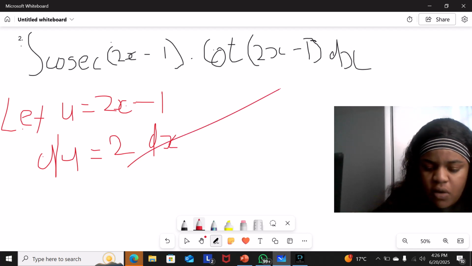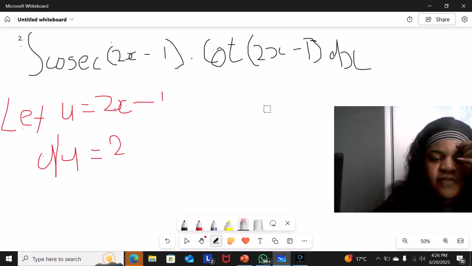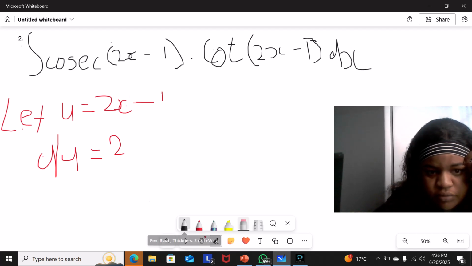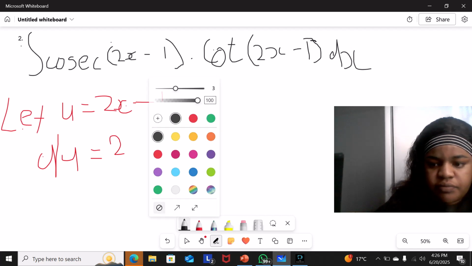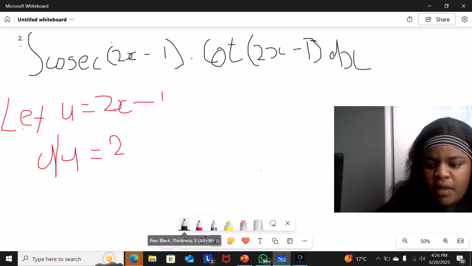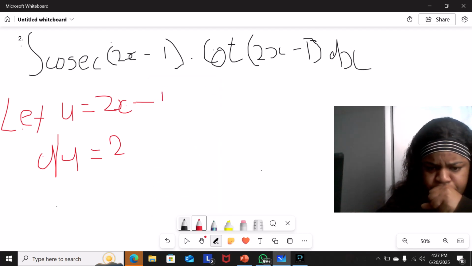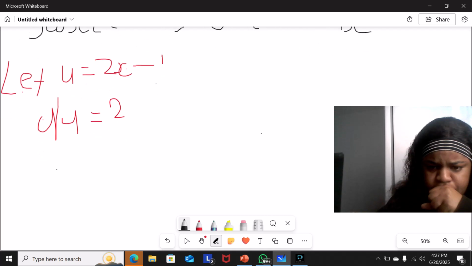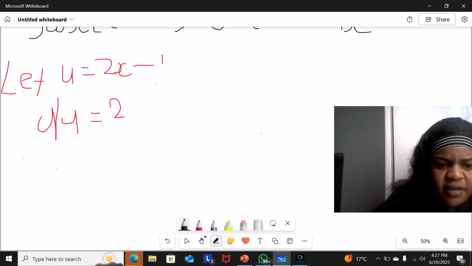The derivative of this one is this one. And then let's go and substitute. What's going on here? Okay, let's go and solve.